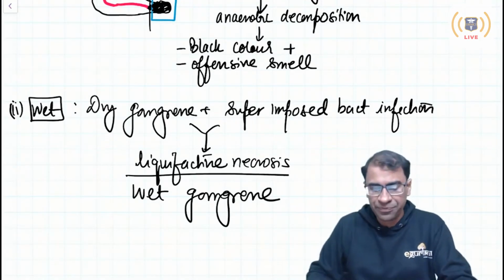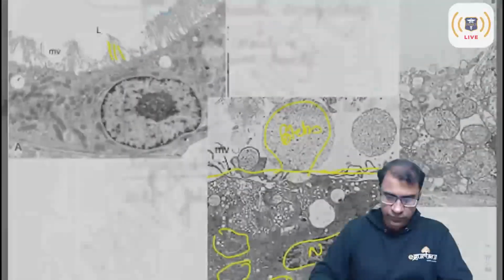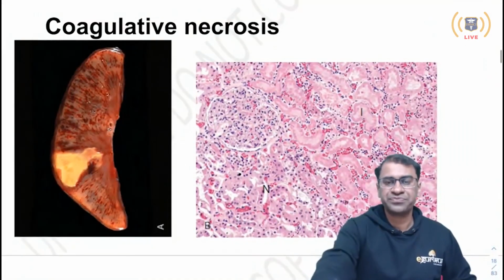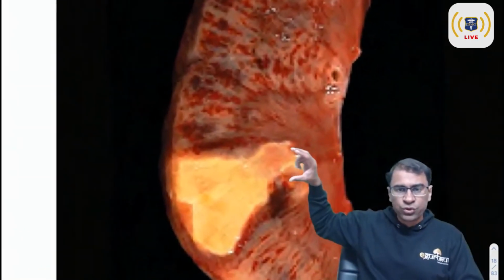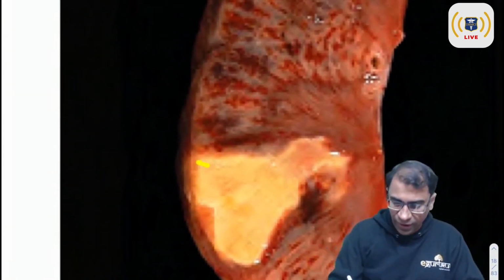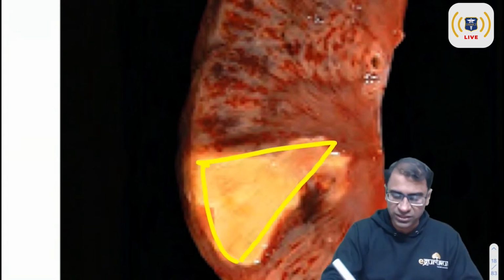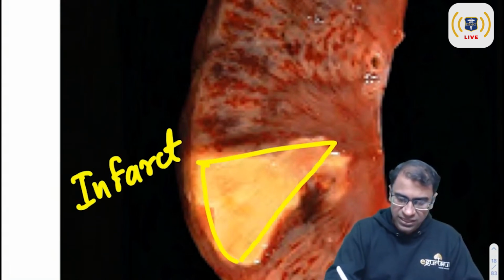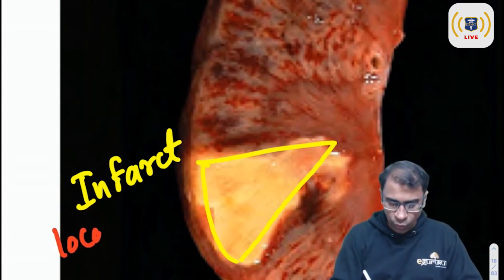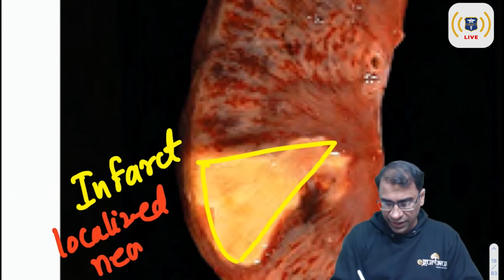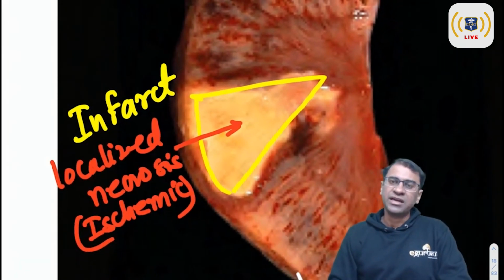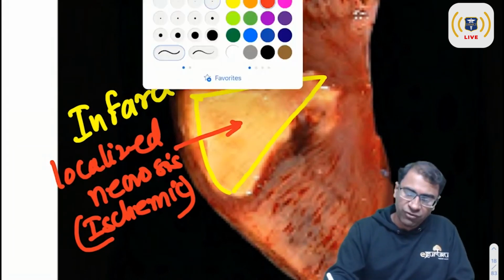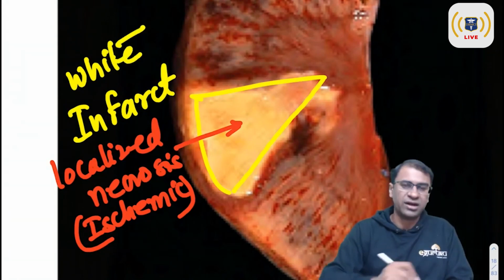Let's see some images to understand this better, and then we'll see the other findings. Look at this image first. This is the image of a kidney, and this kidney shows a wedge-shaped infarct. This white area represents the infarct. Now, what is an infarct? By definition, an infarct is a localized area of necrosis, ischemic necrosis. There are various types of necrosis. A localized area of ischemic necrosis is called an infarct. As it looks white, we often use the word white infarct for this.